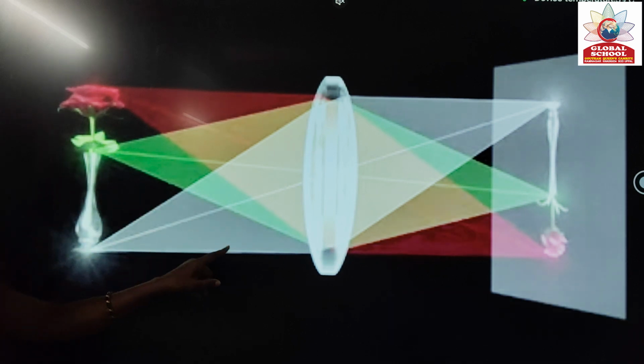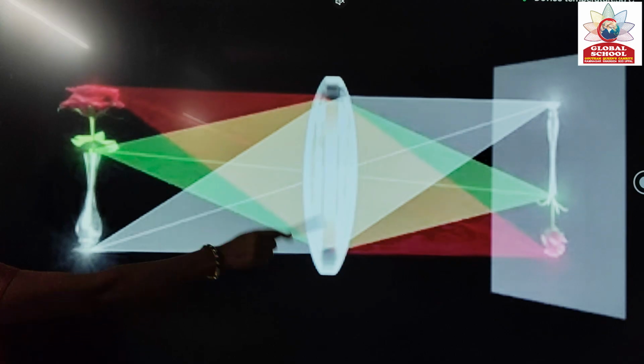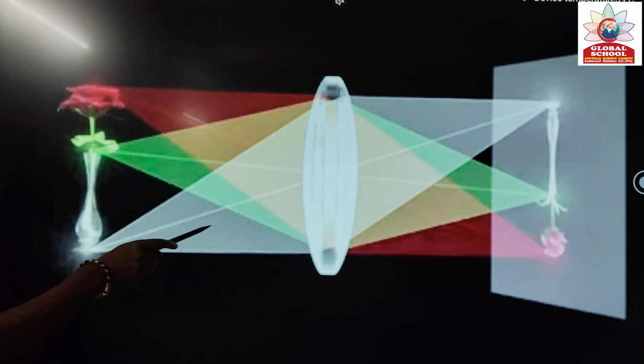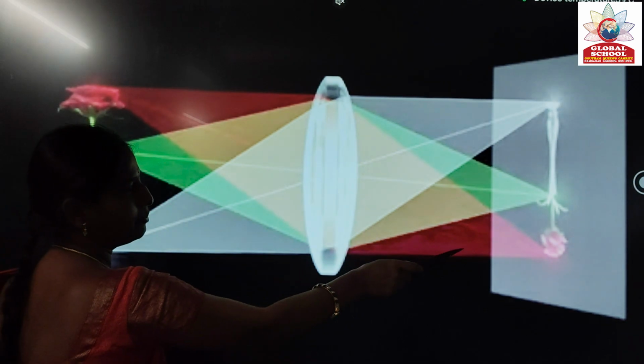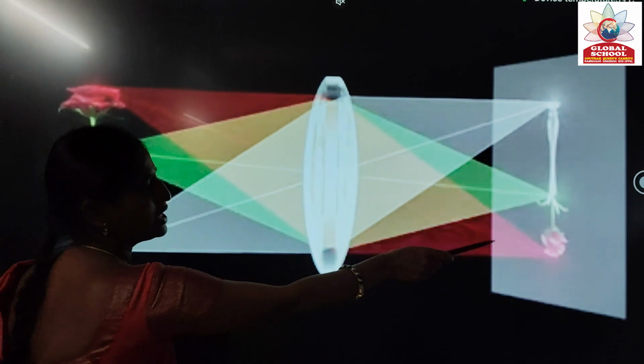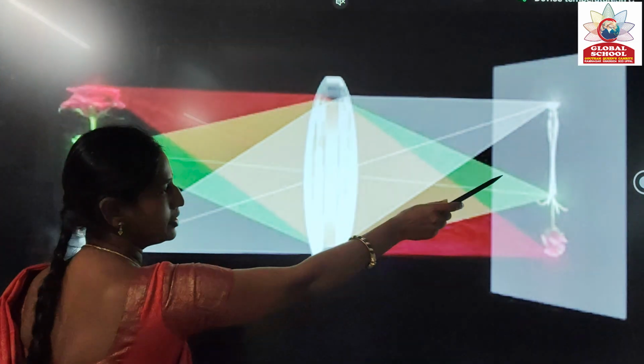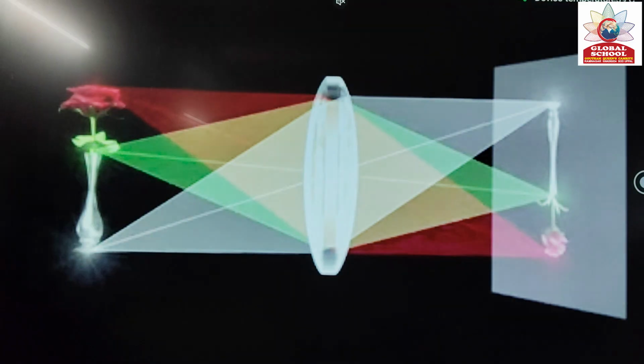When the object is nearer to the biconvex lens, in that case we will see an erect image, virtual image and enlarged image. Whereas in all other cases, you will see an inverted, real image. What do we mean by a real image? When the image is captured on a screen, we call it a real image.